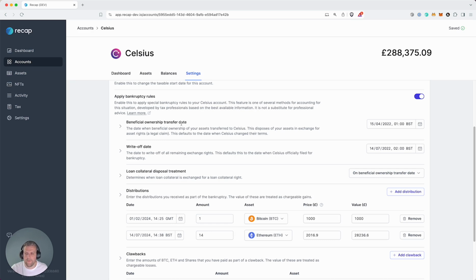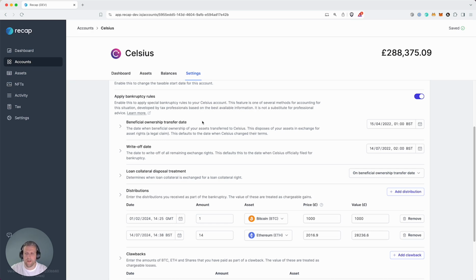Okay, so the first thing we're going to set is the beneficial ownership transfer date. The whole tax write-off solution centers around this concept of beneficial ownership. When did you lose ownership of your assets? Now, a lot of people in our network agree that the 15th of April 2022 is a key date, because that is when Celsius released version 8 of their terms of service, and within that terms of service document there was reference to you losing all rights and title to your assets.